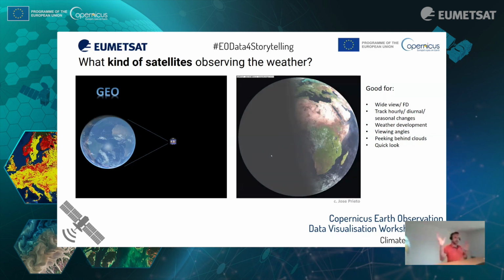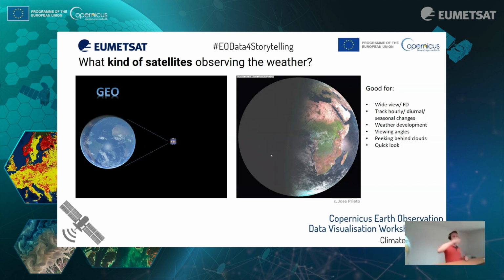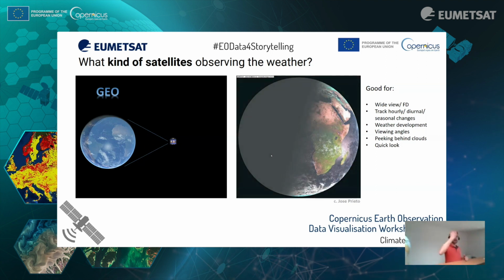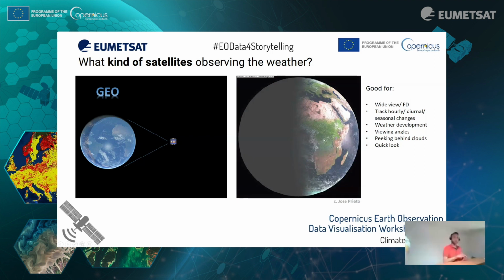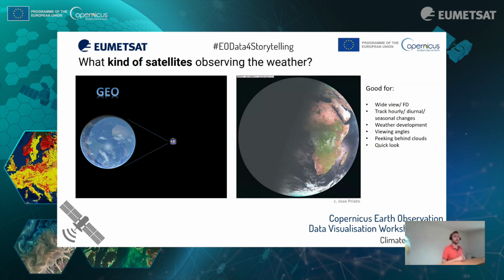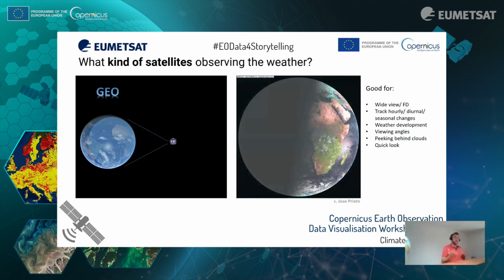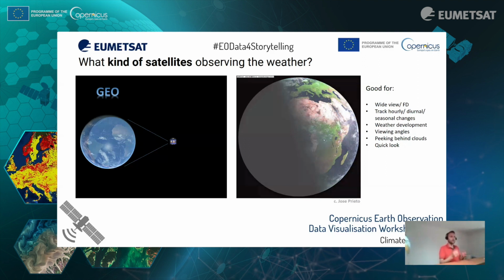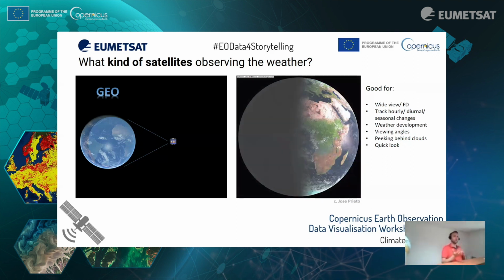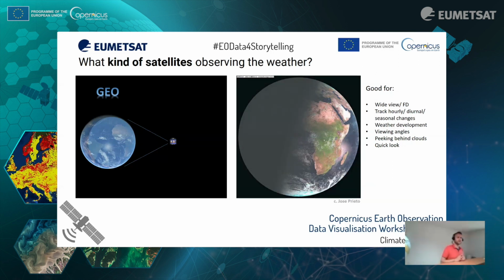And what is good about them is, yes, there's a wide, comprehensive view of the Earth. They can scan every 5 minutes, even up to 2.5 minutes. So they can track hourly, diurnal, or, in the case of this animation, seasonal changes across the globe. We can track weather step by step with these kinds of satellites. There are different viewing angles, not only for the satellite, but also for the sun. The sun is moving from east to west in this view. And we can utilize this, for instance, for better aerosol detection.